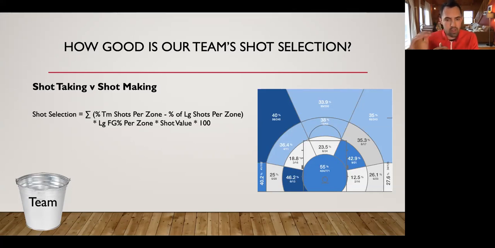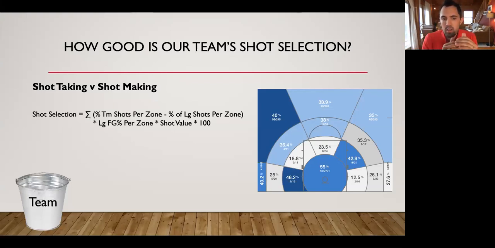Take the zones or the areas that you want to measure. You could do layups, 2s and 3s. You could do different ranges of 2-pointers, or for the sake of this, I use this shot chart, which is 16 zones to it. But all you're going to do is you're going to take the percentage of your team shots at that zone minus the percentage of the league average, or you could do your opponent average, depending on what data you have available, of their average at that zone.